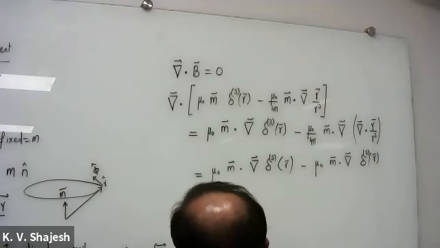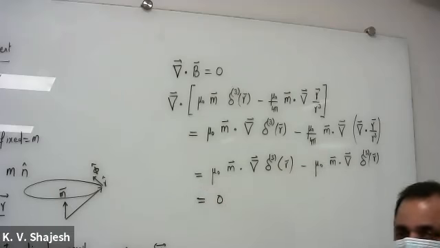Which is necessary because if by any chance it's not 0, then we're saying that it's possible to have magnetic monopoles.